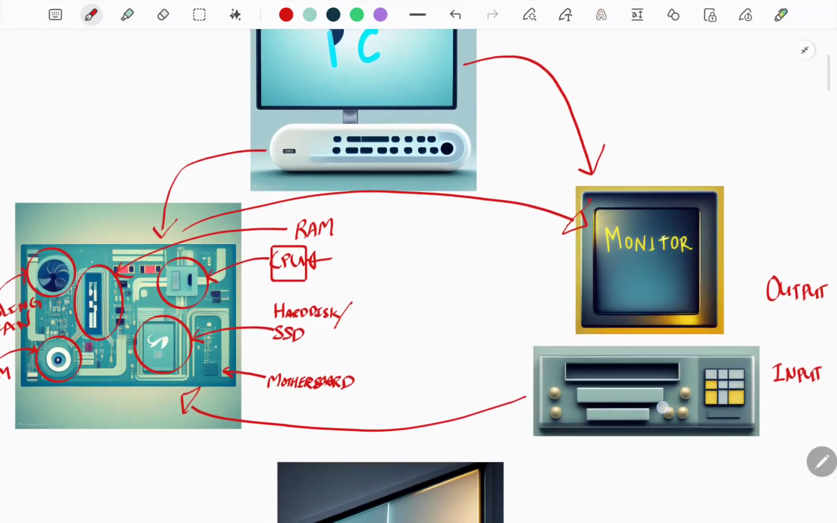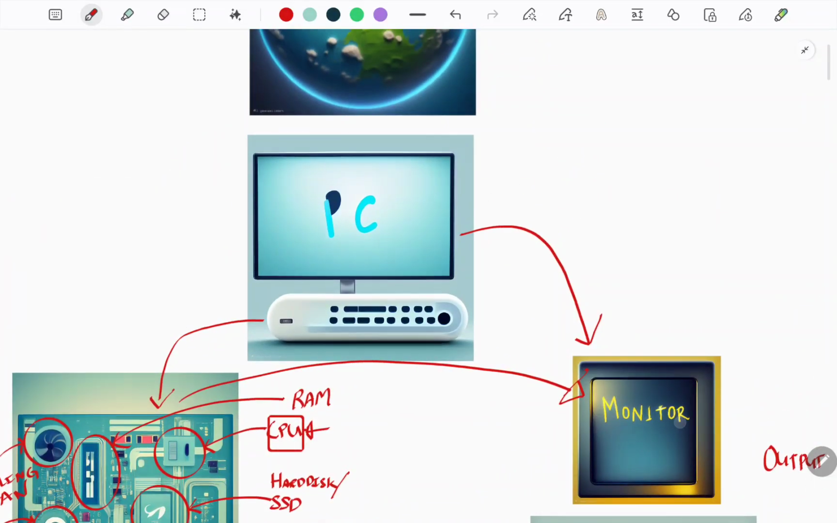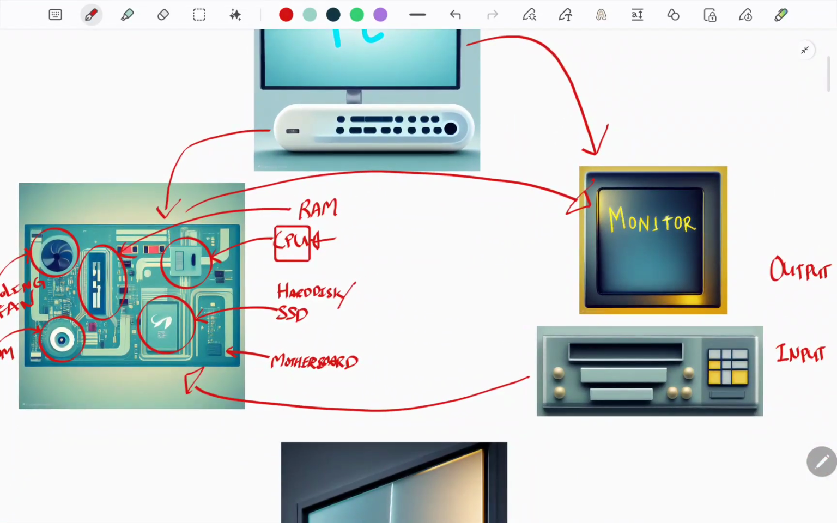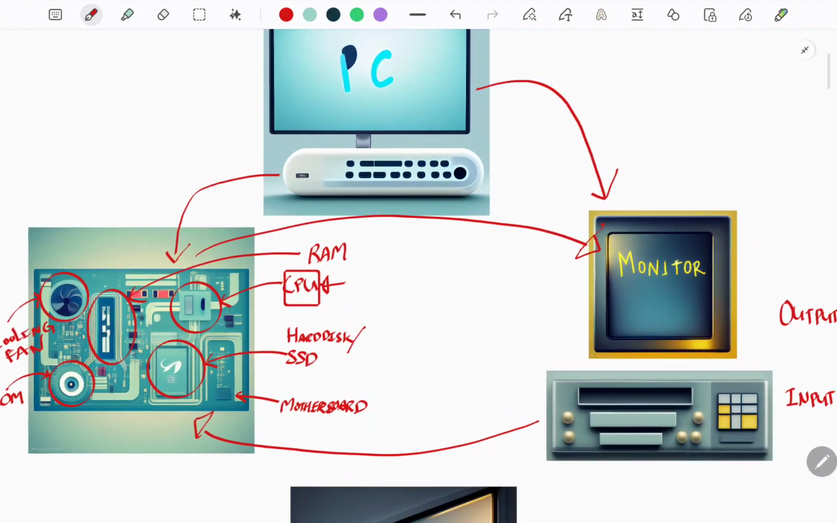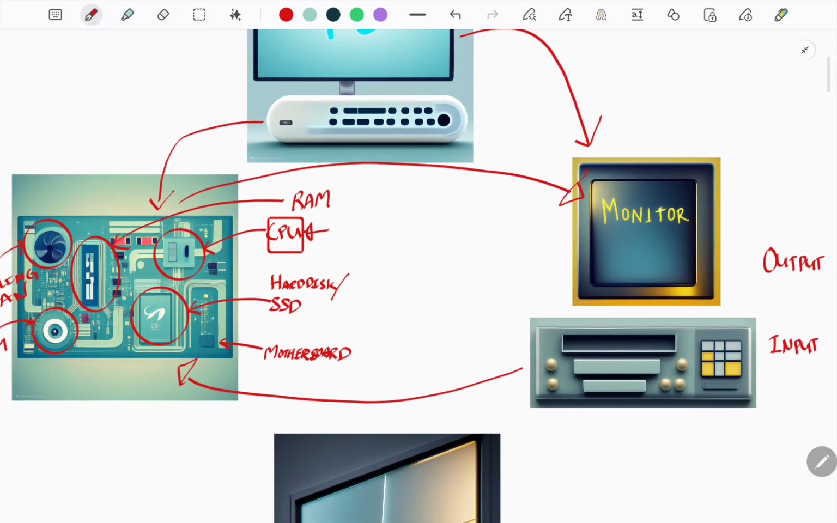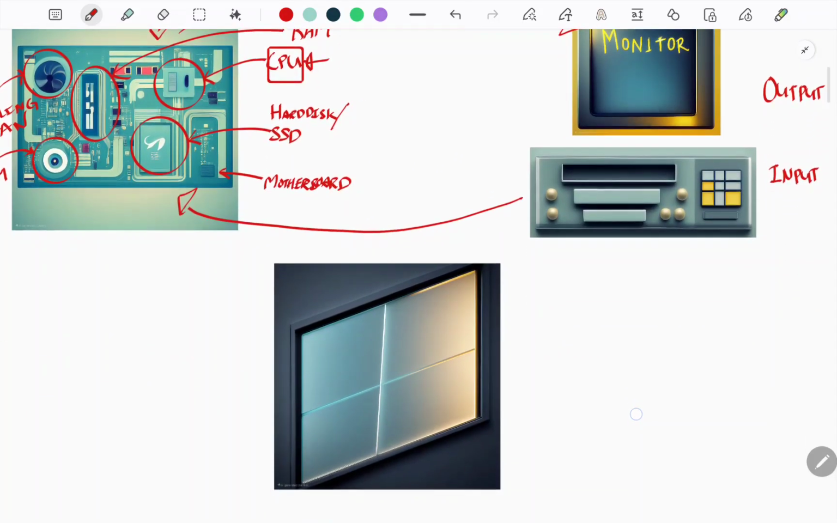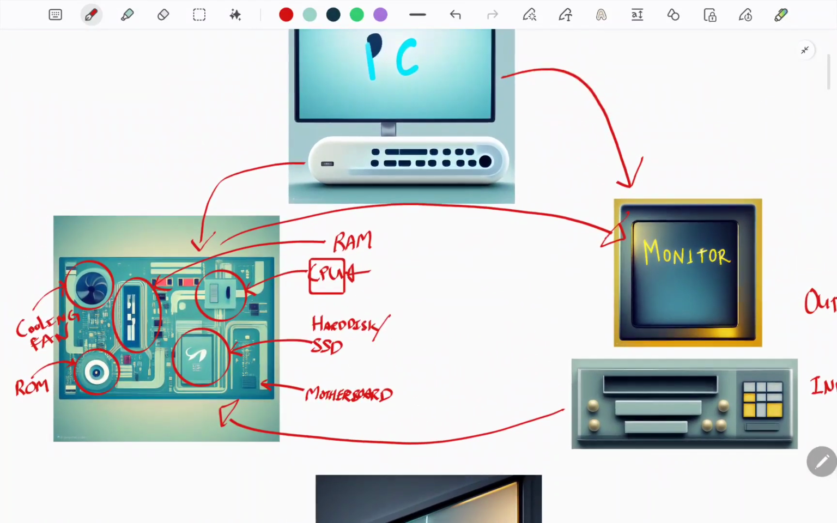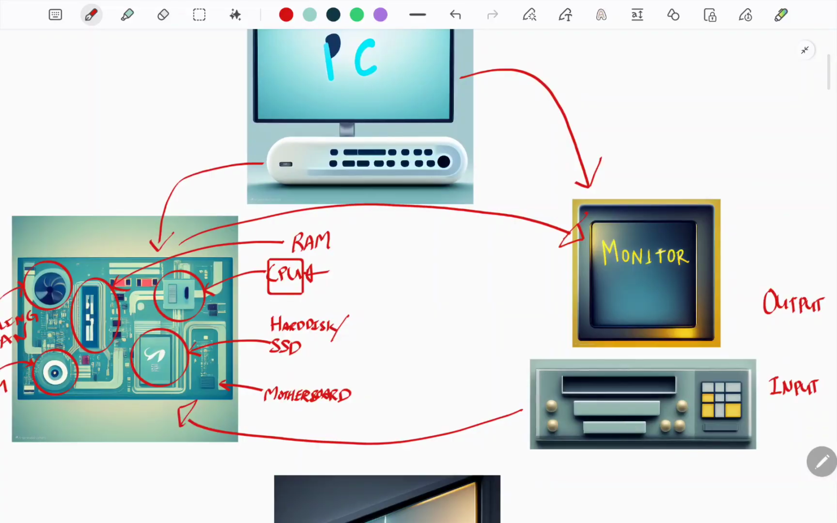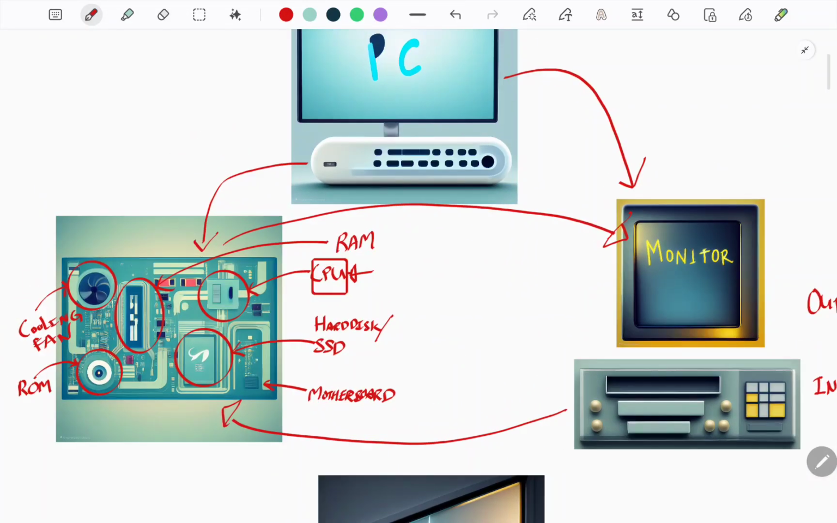However, this is not the end yet, right? We cannot simply plug in anything, and you cannot just simply go through the information. We need something to mediate between this computer, its internal components, and the input and output devices.